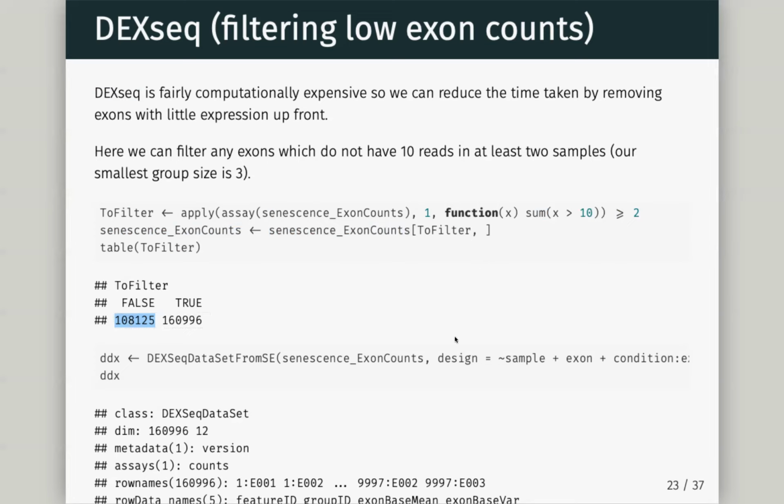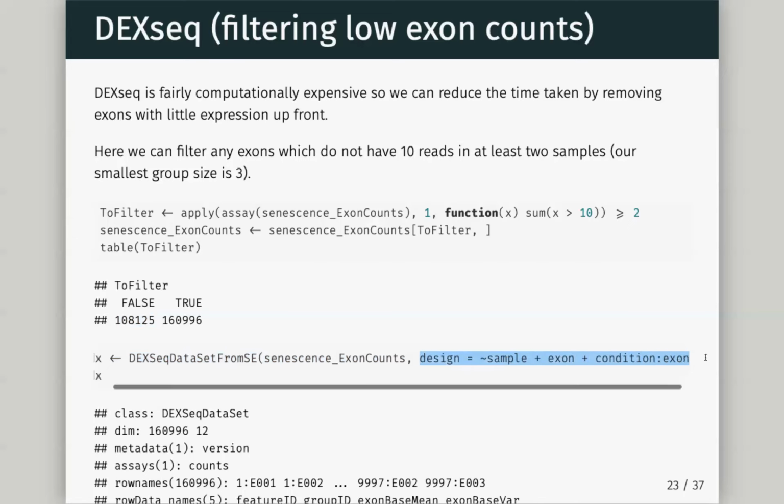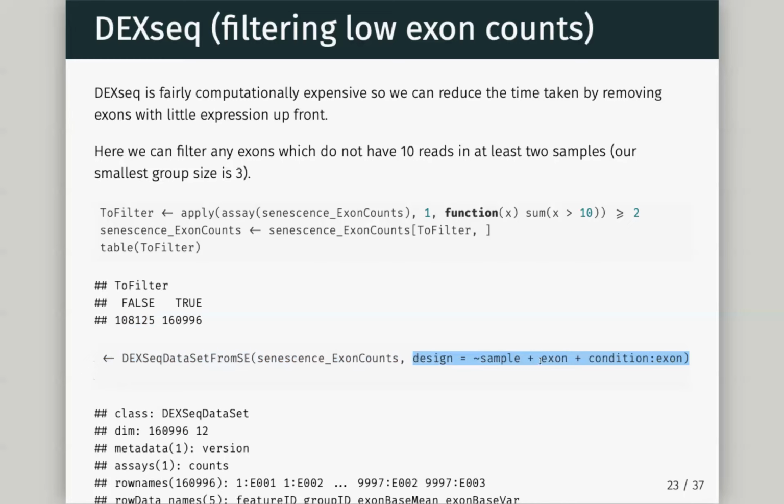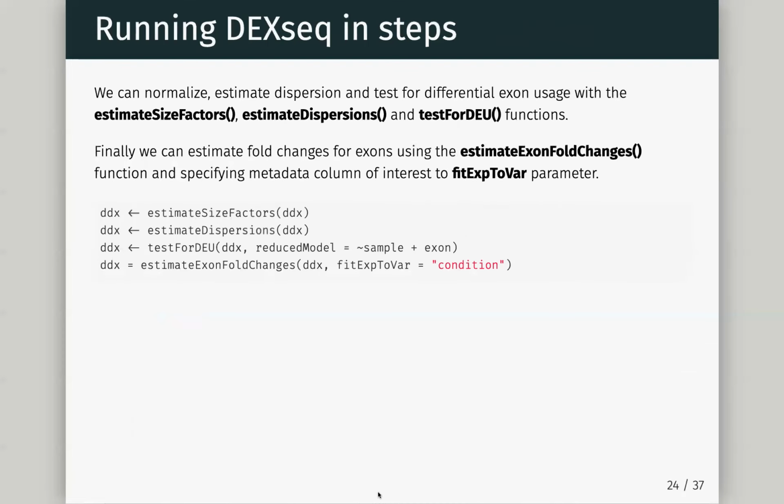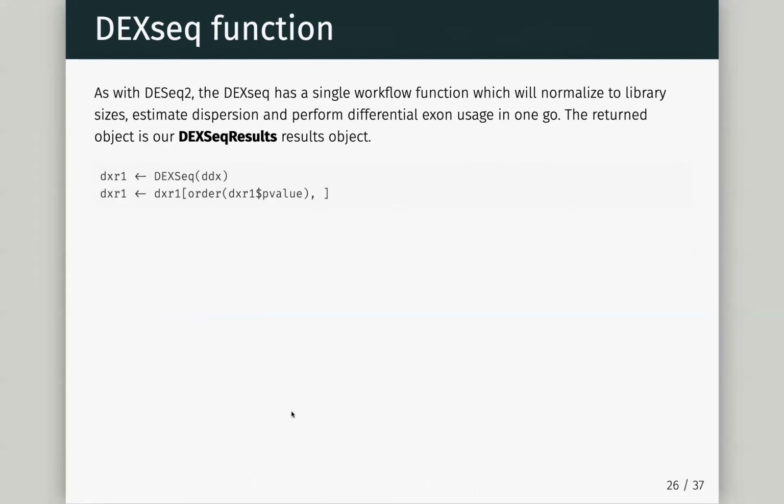Having done that filter, I'm then going to run the DEXseq dataset from SE, give it everything it needs, our ranged summarized experiment of exon counts, our design, sample exon condition based on what was in our senescence exon counts, and then exon. Just like with DESeq, it has its own little pipeline, and we can run the DEXseq pipeline.